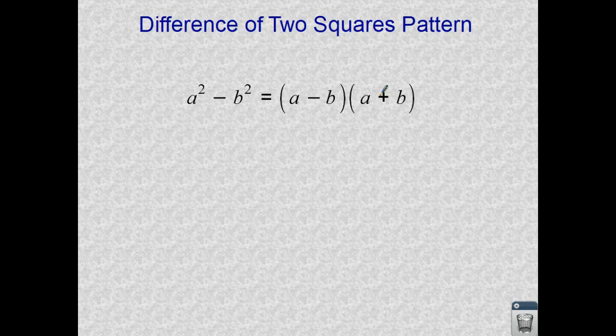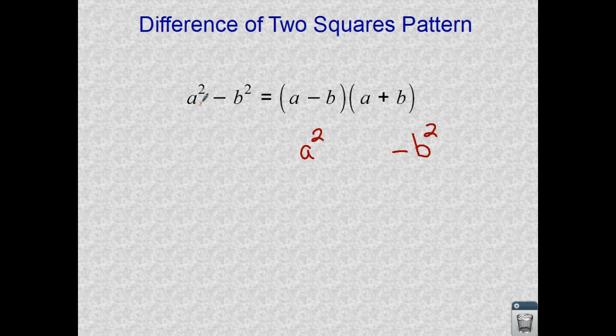So if we were to FOIL this set of binomials, we would have a squared as the first term. We would have the last term of negative b times positive b, which is your negative b squared. And as you can see, that's what we started with.